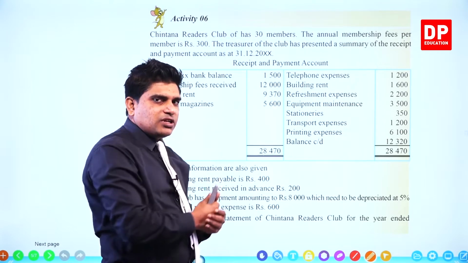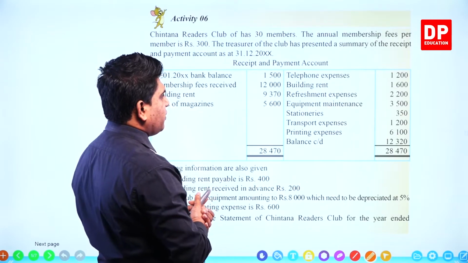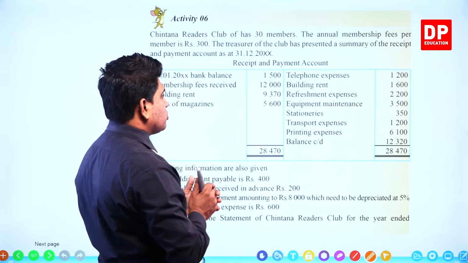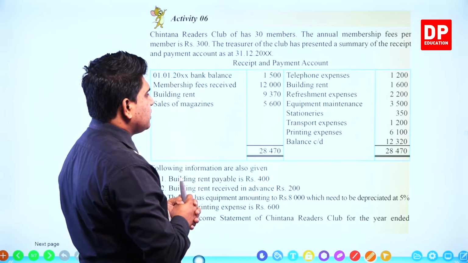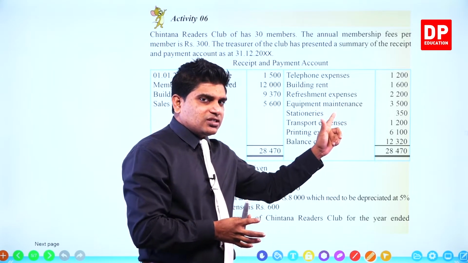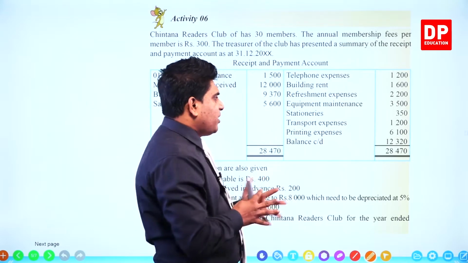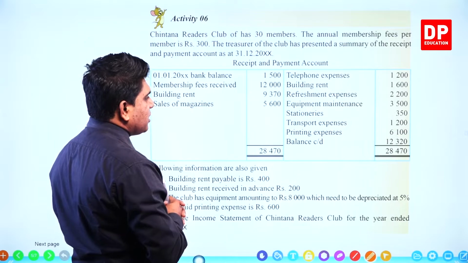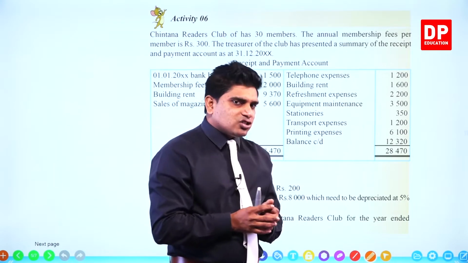We record them on the debit side. The credit side has all the expenses paid by cash: telephone expense, building rent, refreshment expenses 2,200, equipment maintenance 3,500. Equipment maintenance, right? This is not the purchase of equipment. Then stationery, transport expenses, printing expenses. Finally, they have given us the closing cash balance.